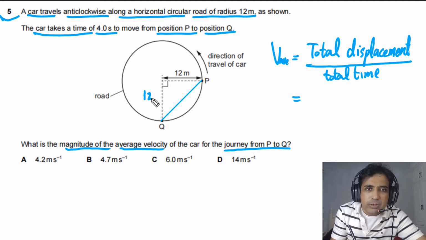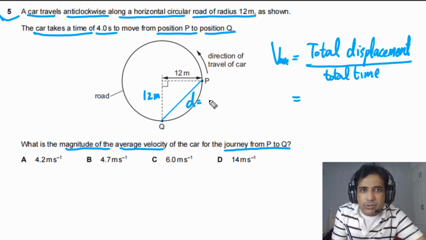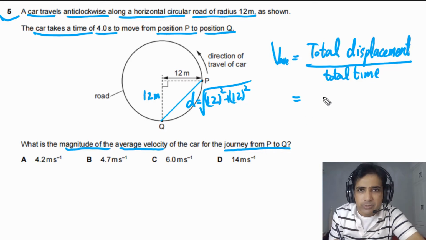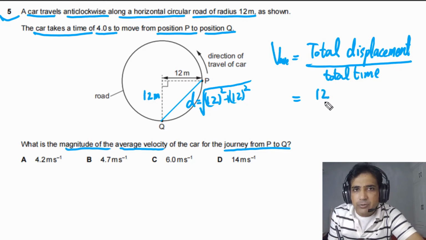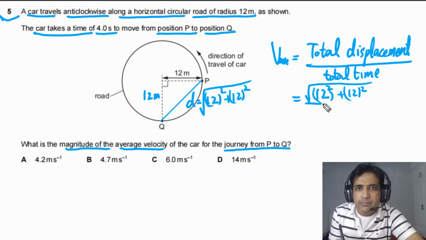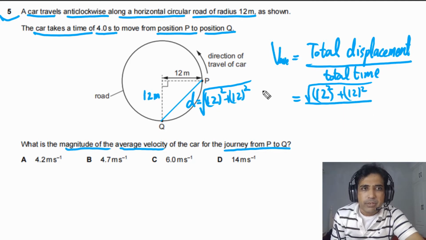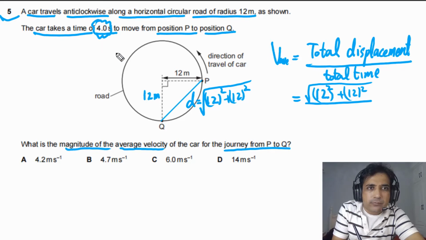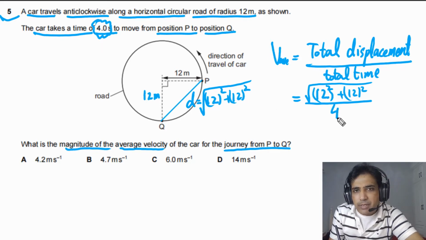In this case, you can see we have a right angle triangle. So this side is the hypotenuse of the triangle, and we can simply say this is D. So D in this case will be equal to the square root of 12 squared plus 12 squared. This is the total displacement. So simply we can plug in this value: the square root of 12 squared plus 12 squared, divided by total time taken, and total time taken in this case is 4 seconds. So simply we divide by 4 seconds.